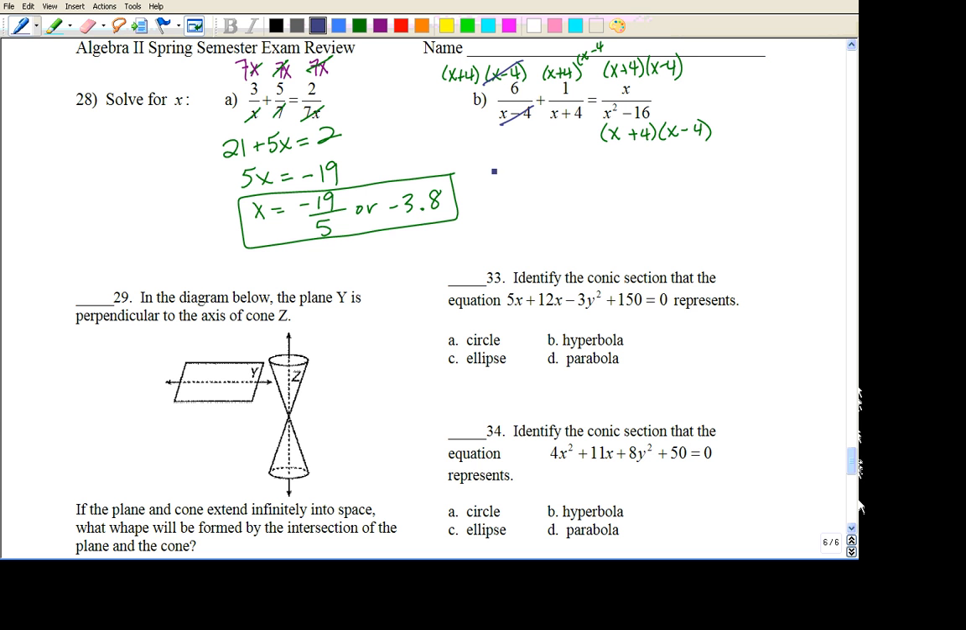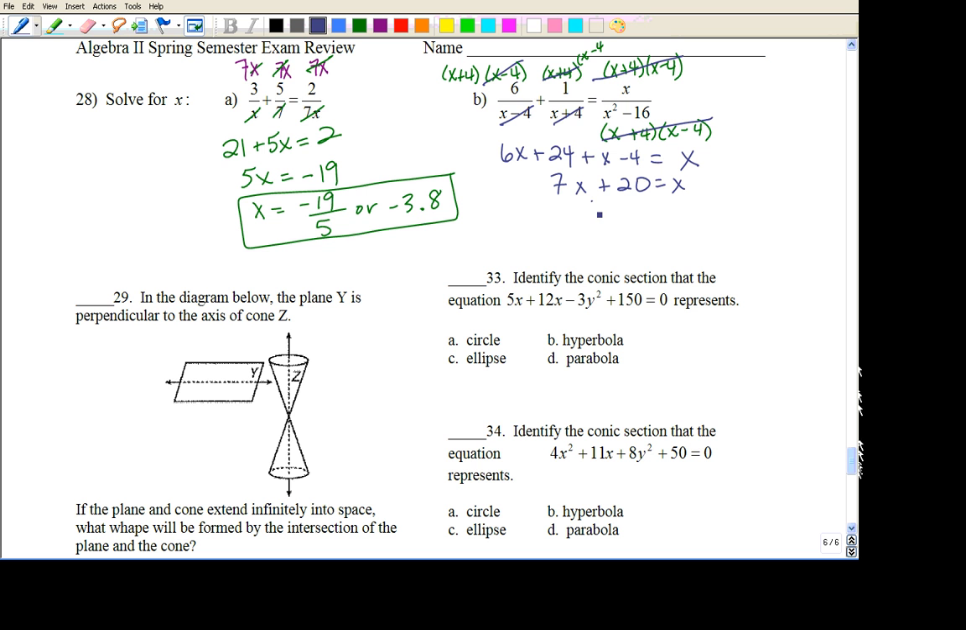So I have 6 times x plus 4 distributed, so I'll get 6x plus 24. Here the x plus 4's cancel, so 1 times x minus 4, so I'll get plus x minus 4. And then here the whole thing will cancel out, so I'm just left with x. So 6x plus x, you get 7x, and 24 minus 4, you get 20.